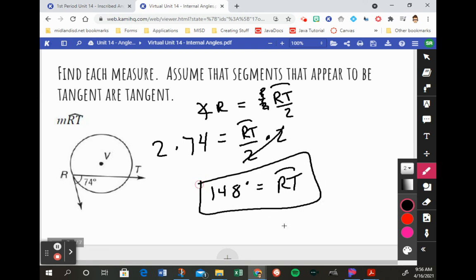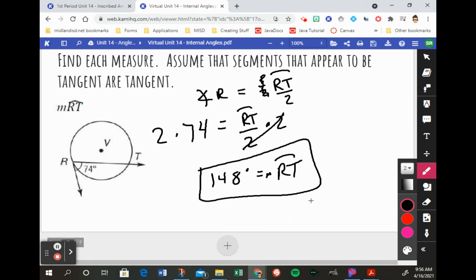There's my answer. It's actually a measure. Okay. So let's go on to the next one. That's it. That's all you have to do.